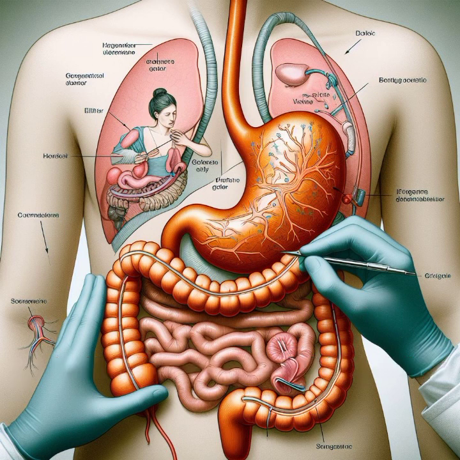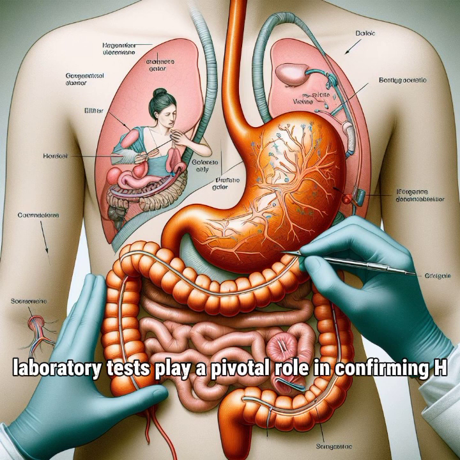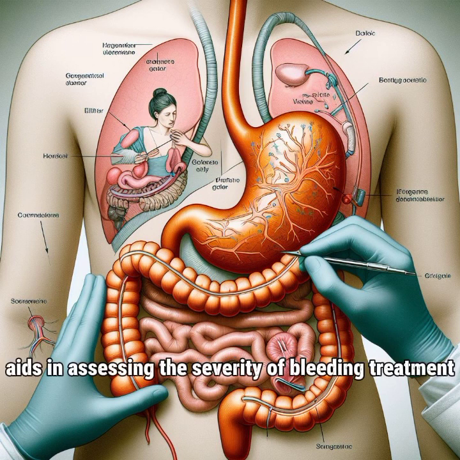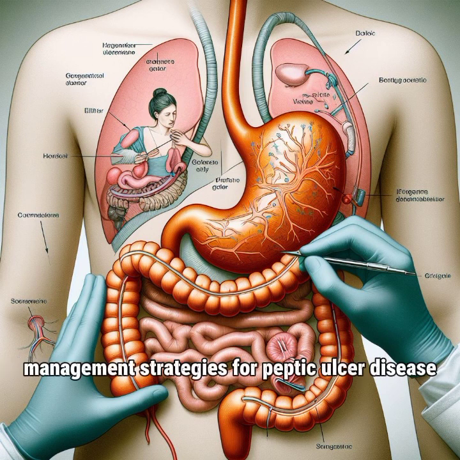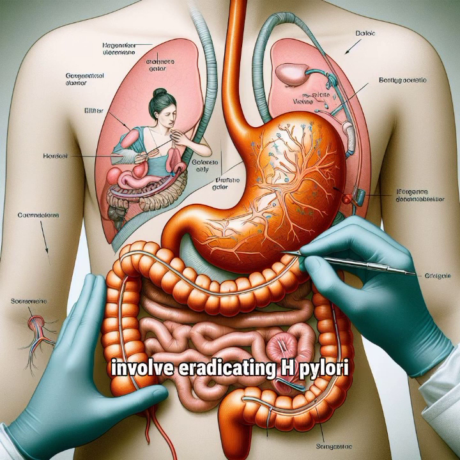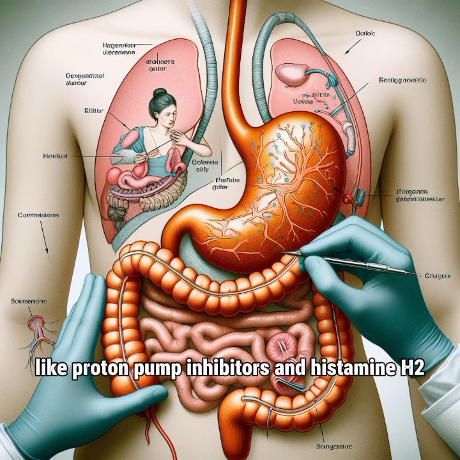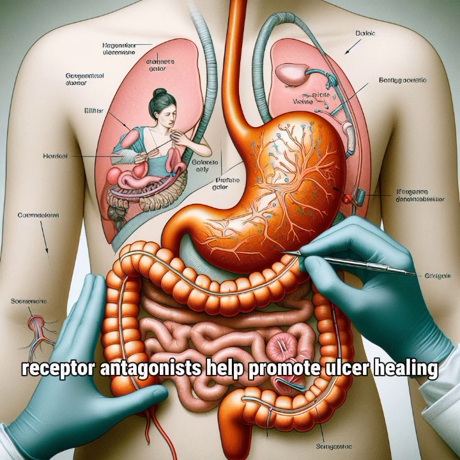Paraclinical investigation. Laboratory tests play a pivotal role in confirming H. pylori infection, including serological tests, urea breath tests, and stool antigen tests. Monitoring blood parameters such as hemoglobin and hematocrit aids in assessing the severity of bleeding. Treatment. Management strategies for peptic ulcer disease involve eradicating H. pylori, discontinuing non-steroidal anti-inflammatory drugs if possible, and mitigating symptoms. Antibiotic regimens are commonly employed to eliminate H. pylori, while acid-suppressing medications like proton pump inhibitors and histamine H2 receptor antagonists help promote ulcer healing.